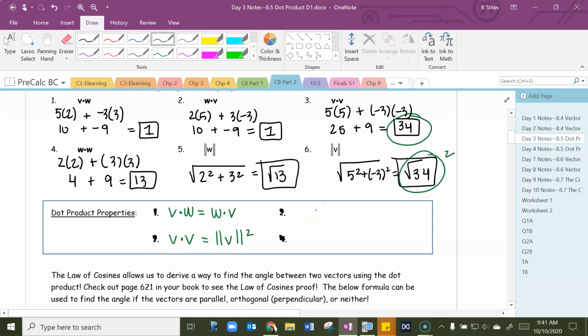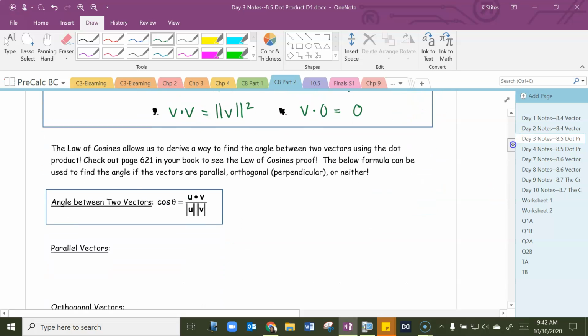The next one, if you have something written like this, this basically becomes the distributive property with the dot product. So it would be u dot v plus u dot w. And then finally, if you take any vector and dot product it with 0, v dot 0, it's just going to be 0. This should make sense because you're going to multiply something by 0 and then add it to something multiplied by 0, which is still 0.